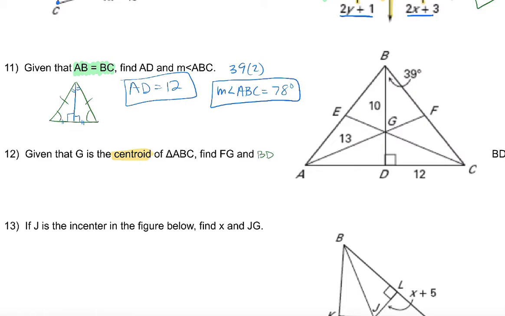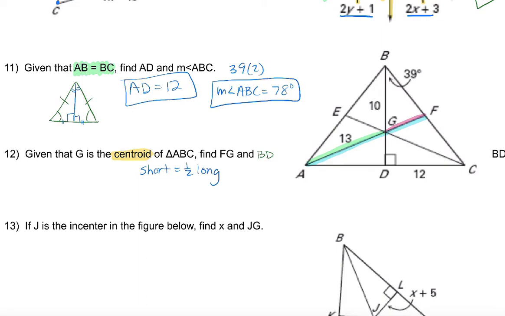So let's look. FG is located right here. FG is a part of the median. It's the short part of the median AF. They've already given us the long part of that median, which is AG, and the long part and the short part are related in a way where the short part is 1/2 of the long part of the median.